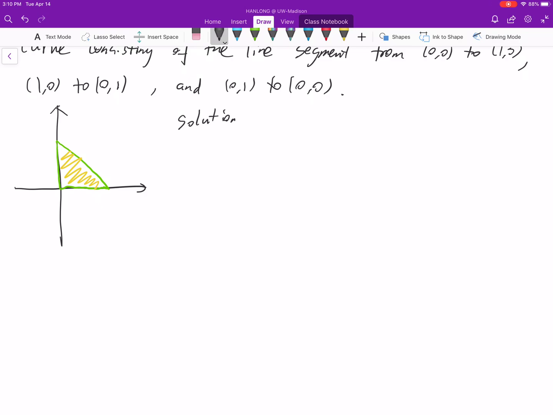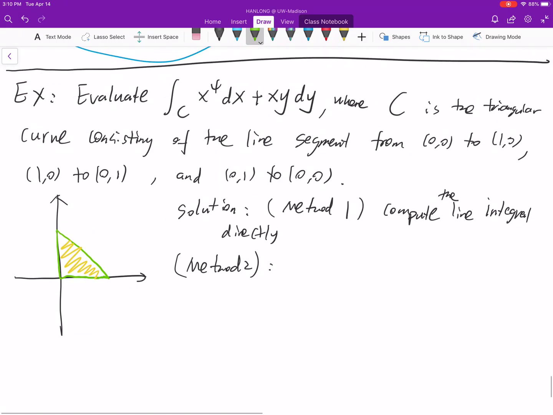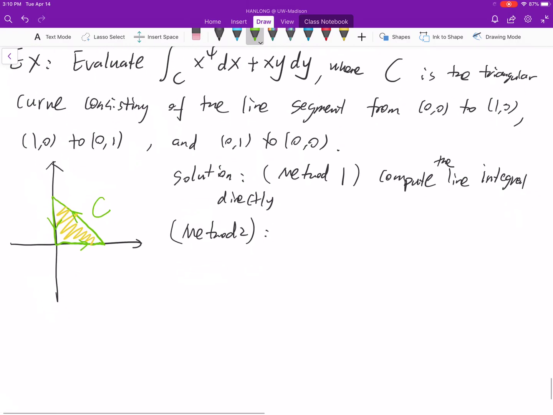Solution. Method 1. Compute the line integral directly. So I will not carry out this method. Method 2. Recall the orientation is given by from 0, 0 to 1, 0. So go this way. Okay, so this is your C with this orientation.